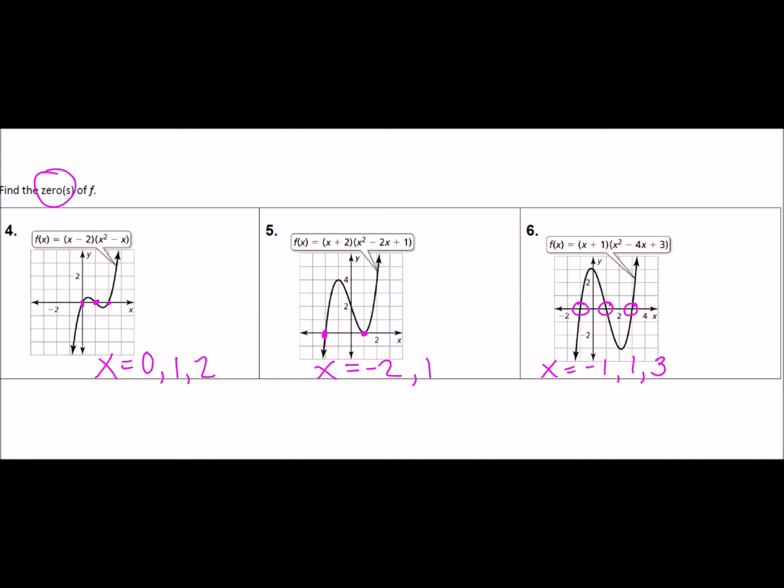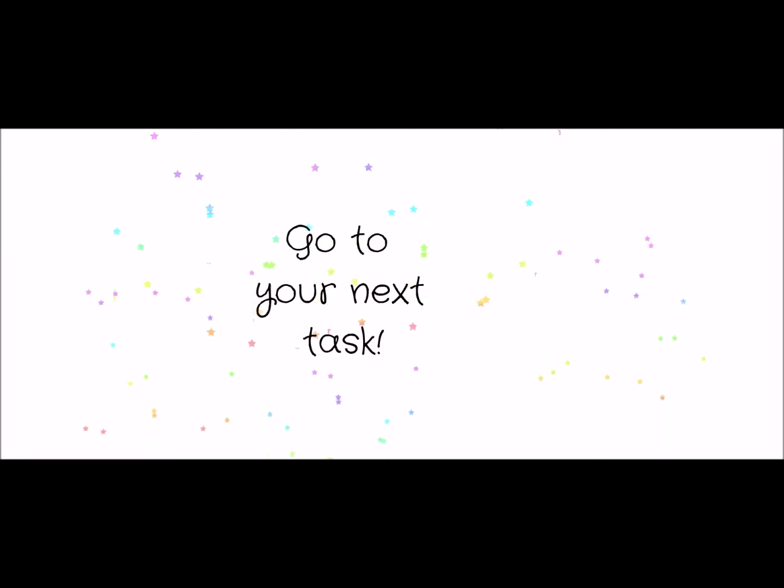I hope you like this section because I love it. Notice I try to do as much old school as I could, but use Desmos to check.